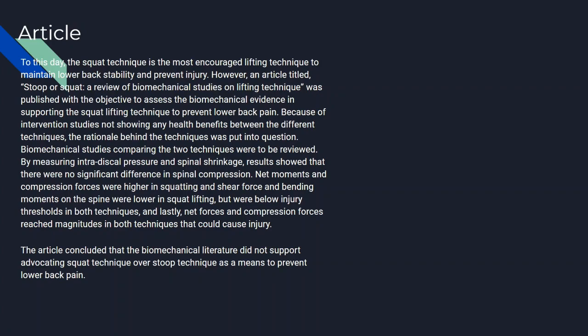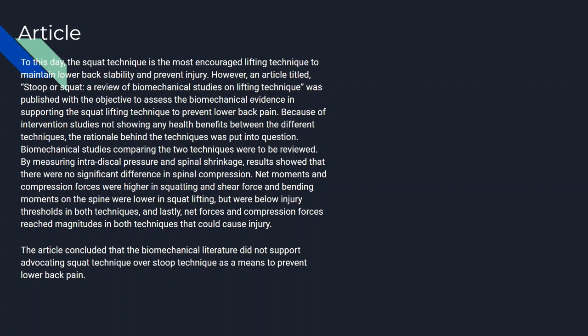By measuring intradiscal pressure and spinal shrinkage, results showed that there was no significant difference in spinal compression. Net moments and compression forces were higher in squatting, and shear force and bending moments on the spine were lower in squat lifting, but were below injury thresholds in both techniques. And lastly, net forces and compression forces reached magnitudes in both techniques that could cause injury. The article concluded that the biomechanical literature did not support advocating squat technique over stoop technique as a means to prevent lower back pain.